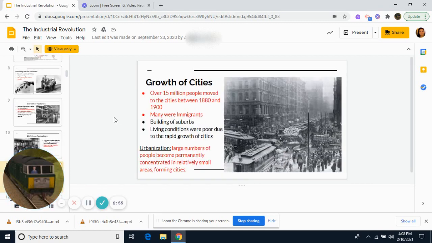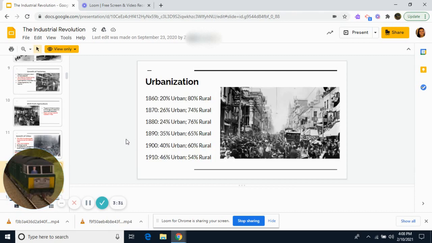Growth of cities. 15 million people moved to the cities between 1880 and 1900. Many were immigrants, and suburbs were built. Living conditions were poor due to rapid growth in cities. Large numbers of people became permanently concentrated in relatively small areas, forming cities. This is called urbanization.